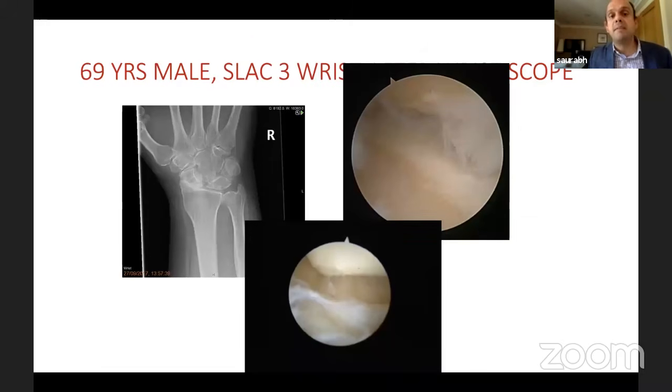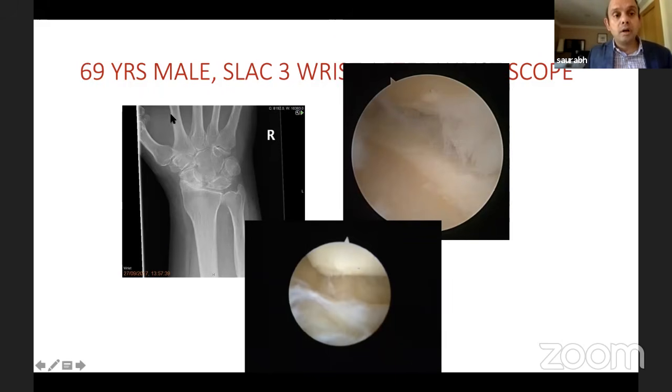So let's see some examples of SLAC. Now, the other thing to appreciate in SLAC wrist is, at least in my practice, I'm not sure how it is in India, but in UK, what I've seen is patients with SLAC and SNAC come at a very late stage. They don't come in SLAC or SNAC 1 and 2. It's normally SLAC 3. The arthritis has quite advanced. If I do 10 SLAC wrists, 9 will be SLAC 3.